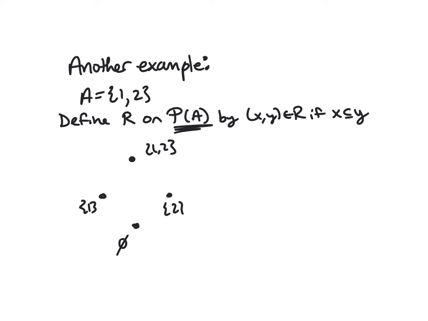So the empty set is a subset of everything. So there's an arrow to itself. There's an arrow to all the other things. 1 is a subset of itself, of course, and belongs in 1, 2. 2, subset of itself, and belongs in 1, 2. And then finally, 1, 2 is just a subset of itself.